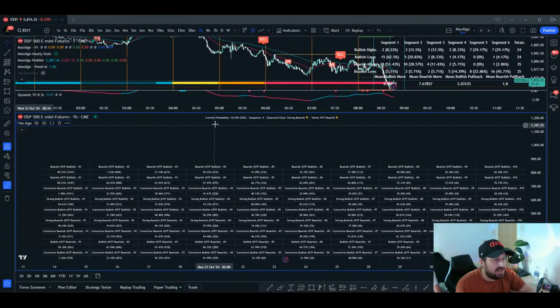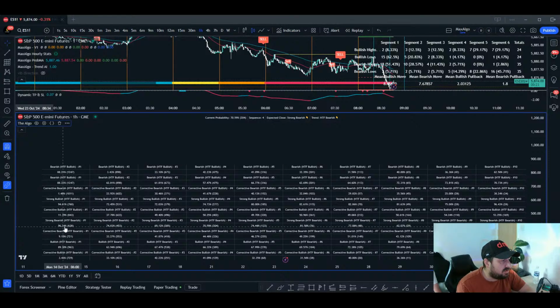So what we're looking at here is there are 80 different sequences that the algorithm looks at, 80 different outcomes. Right now we're in a higher time frame bearish, strong bearish, sequence 4. So we're in this sequence.